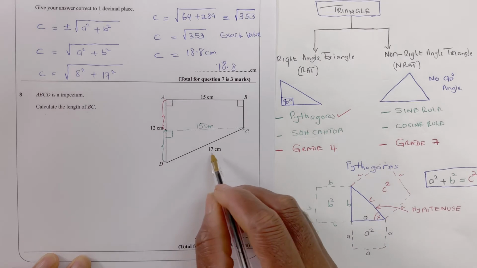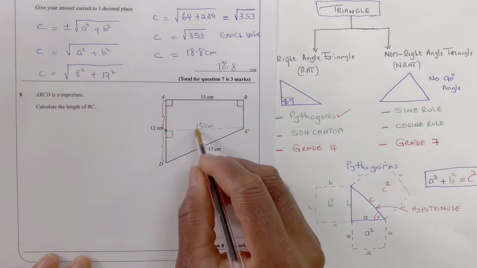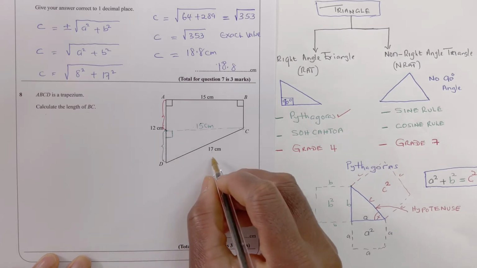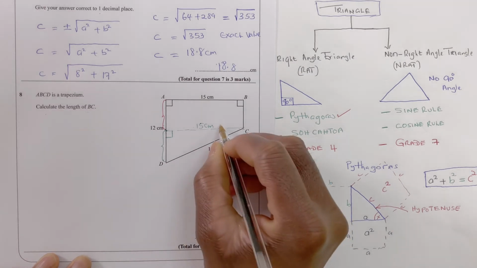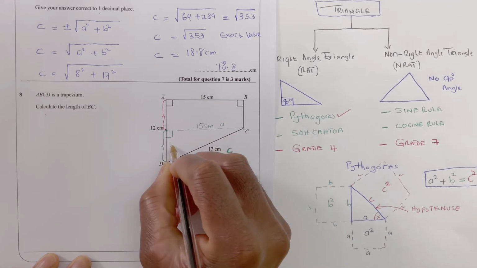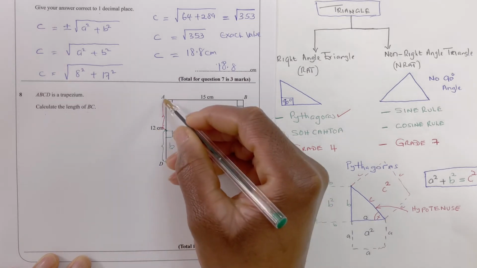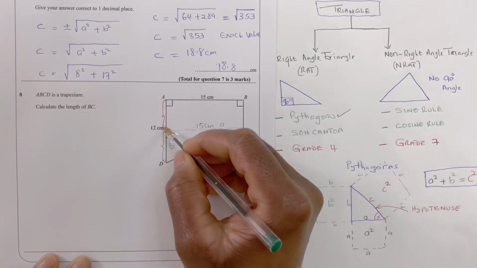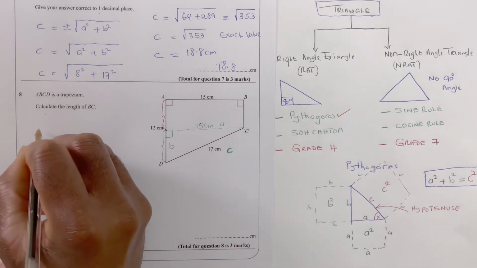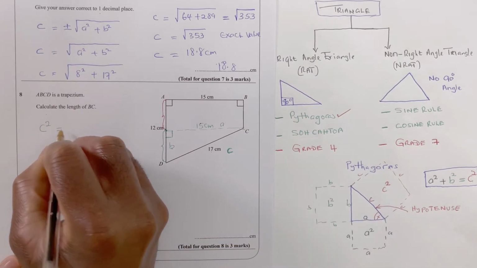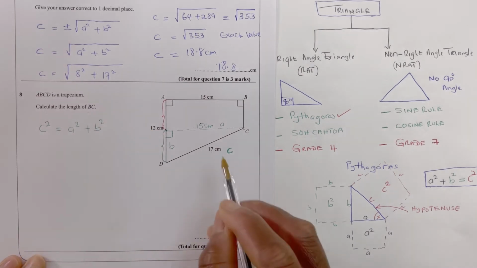So this one here is the longest side, and these are the smaller sides. So this has to be C, because it's the longest side. You can call that A, you can call that B. If I find B and take it away from 12, I will get this bit here, and that bit is equal to BC. So let's do that. C squared is equal to A squared plus B squared.